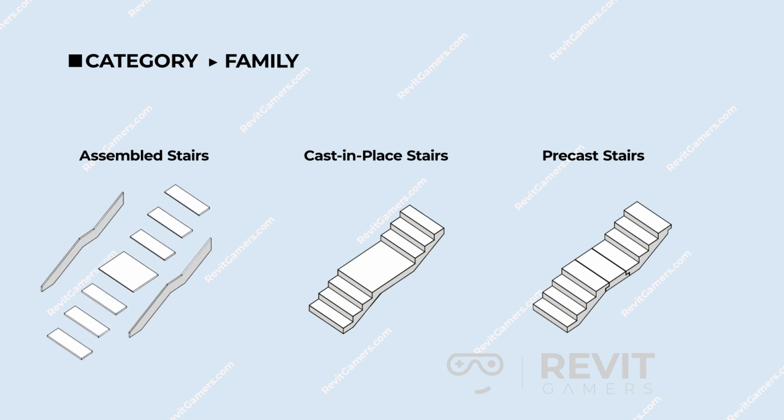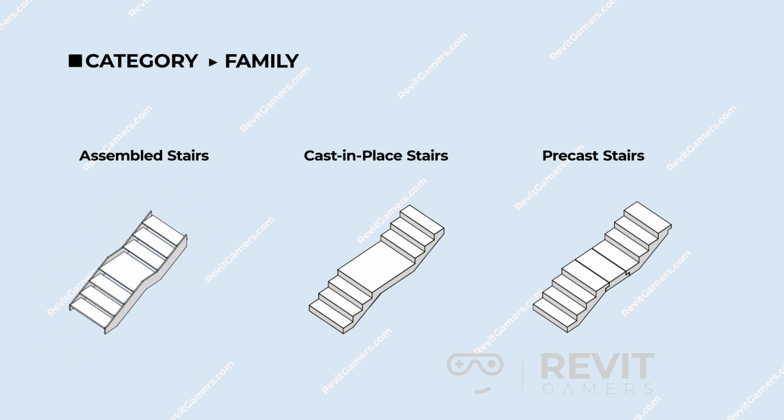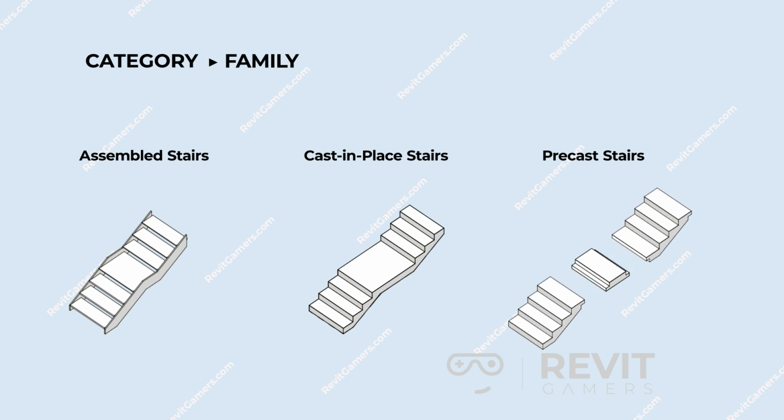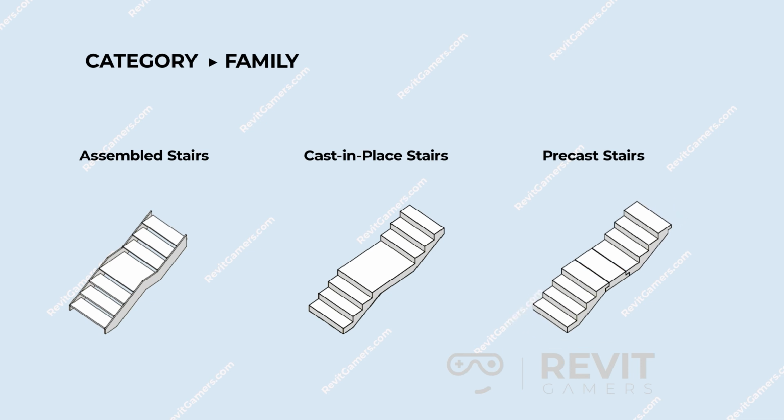Assembled stairs are composed of different parts that can be assembled on-site, like timber board stairs. Cast-in-place stairs are used to show the stairs formed by pouring concrete directly at the construction site. And finally, precast stairs that are constructed off-site or prefabricated in a factory and assembled at the construction site.